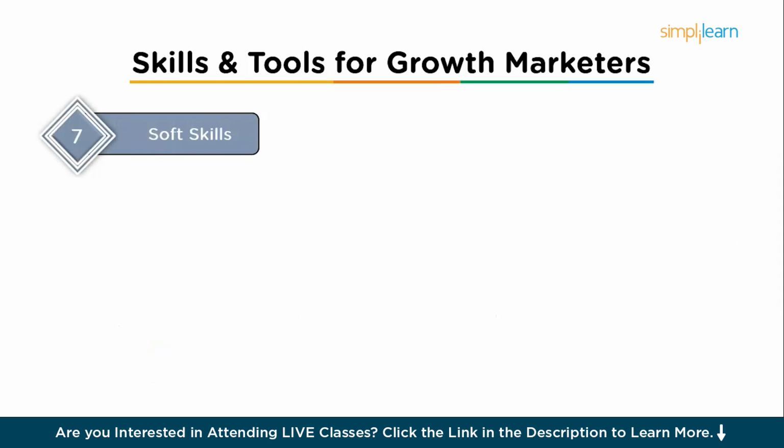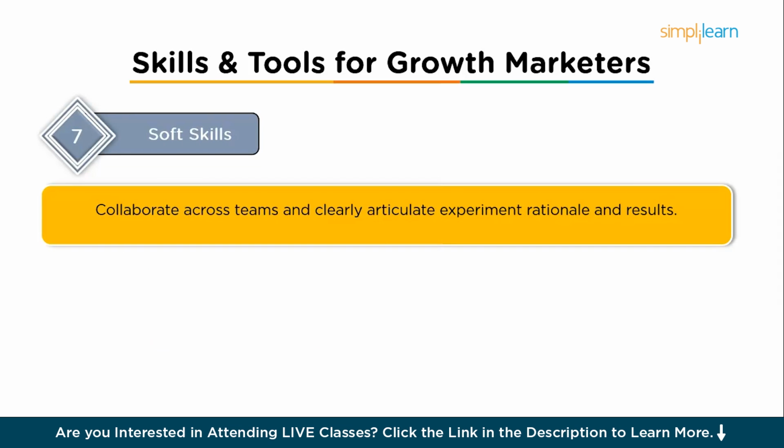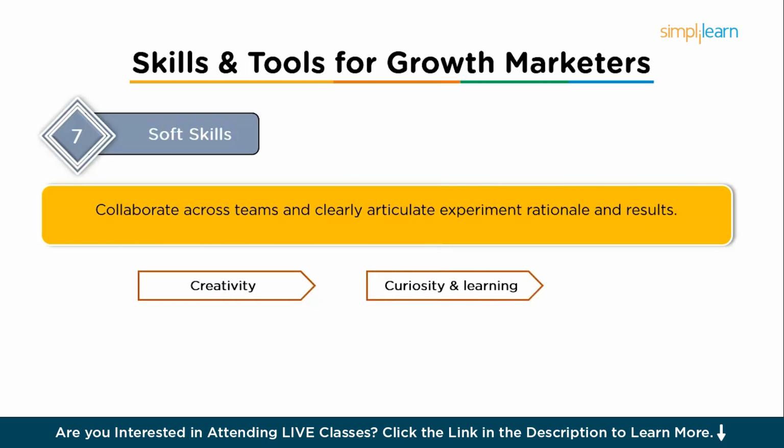Then comes soft skills. The first one is communication. Collaborate across teams and clearly articulate experimental rationale and research. Then comes creativity. Think outside the box to devise unconventional growth hacks. Then come curiosity and learning. Stay updated with the latest tools, platforms, and marketing trends.